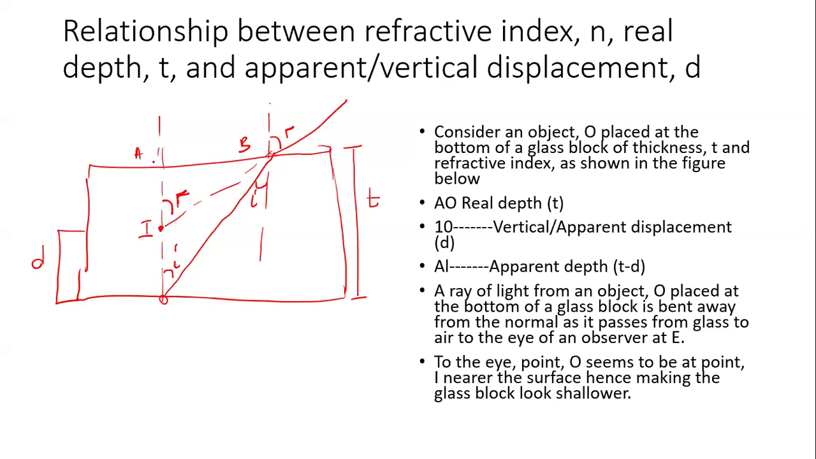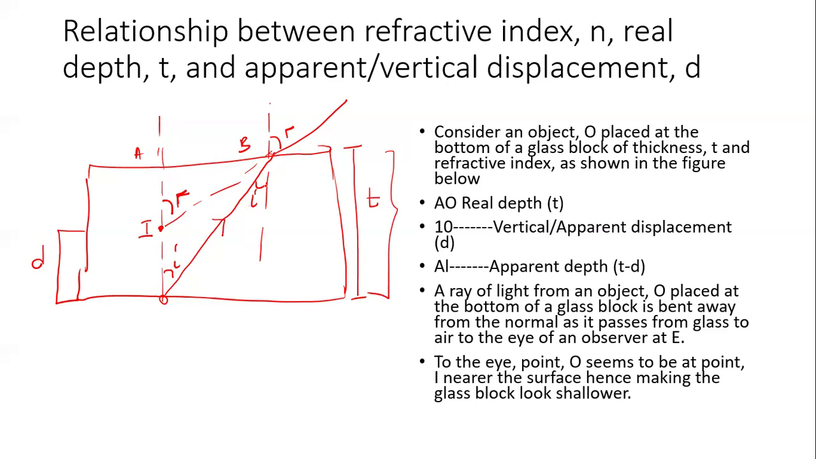So when they talk about A to I, that is what we call the apparent depth. When you talk about I to O, we call it the apparent displacement. Then from the top, B to O, this vertical one, is what we call the real depth. Those are some of the things that we have, and it is what we are going to use in order to derive.